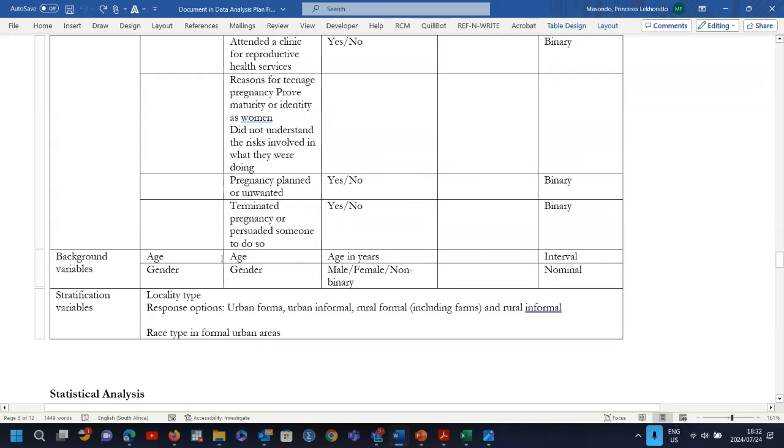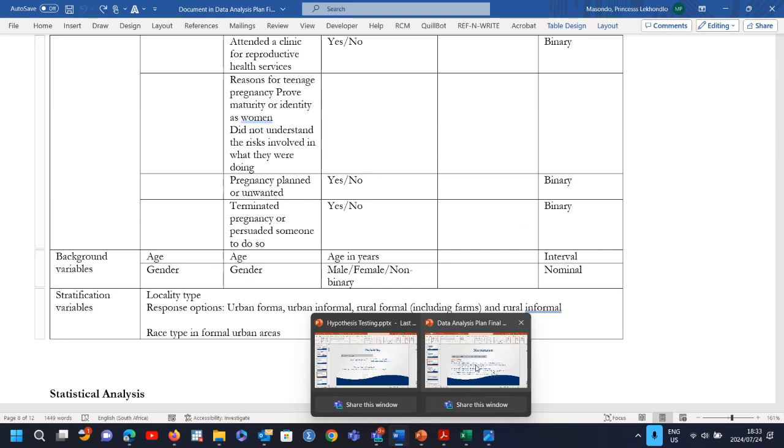And there are some background variables, and then stratification, also important, if there are stratification variables or grouping variables. So this is how they stratified. So I'll just go back to the slides now.